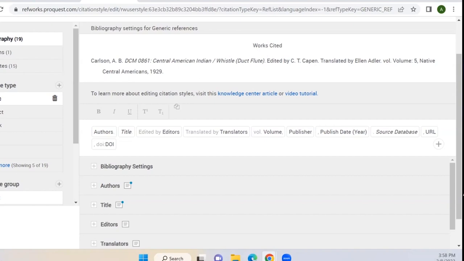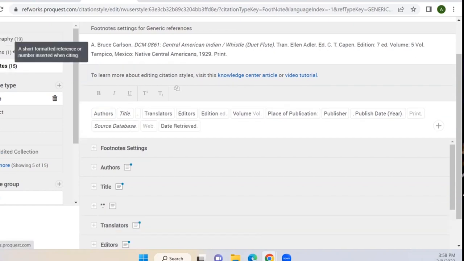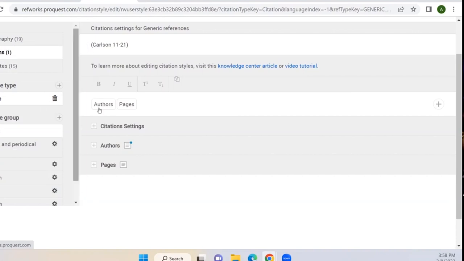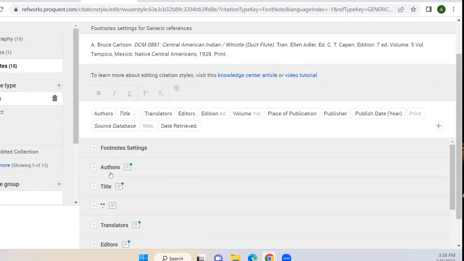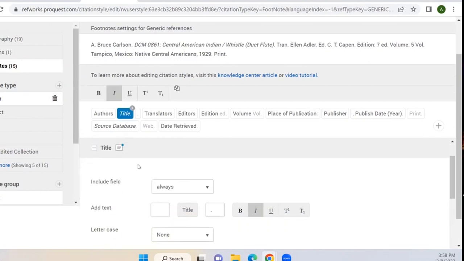So let's say you want to use footnotes, for instance. You can just fill in the gaps like your author names, titles, or if it's a translated work, whatever. If you are used to using other tools, that's also fine. These are only to help and make your work easier.